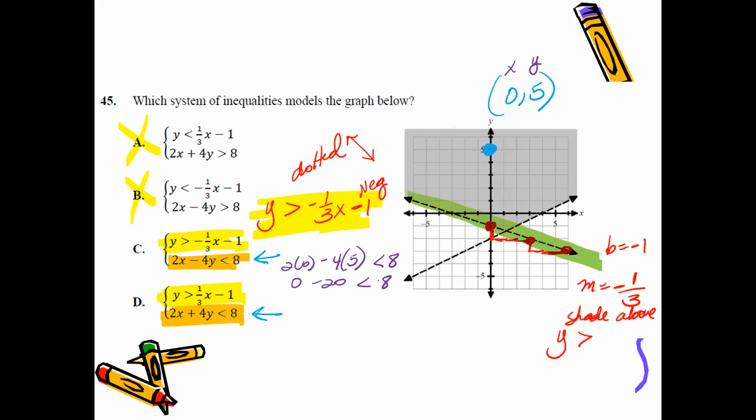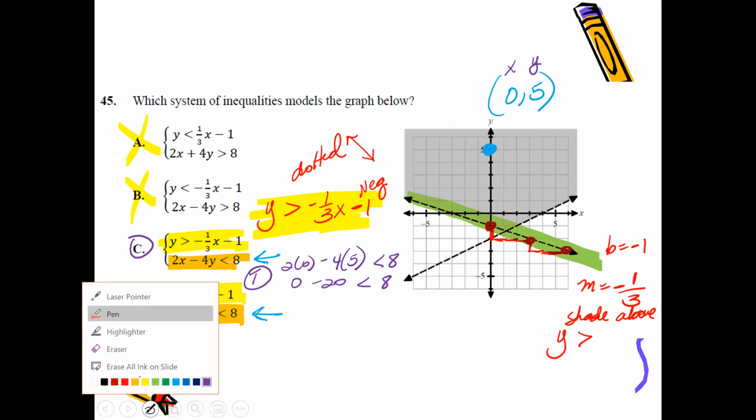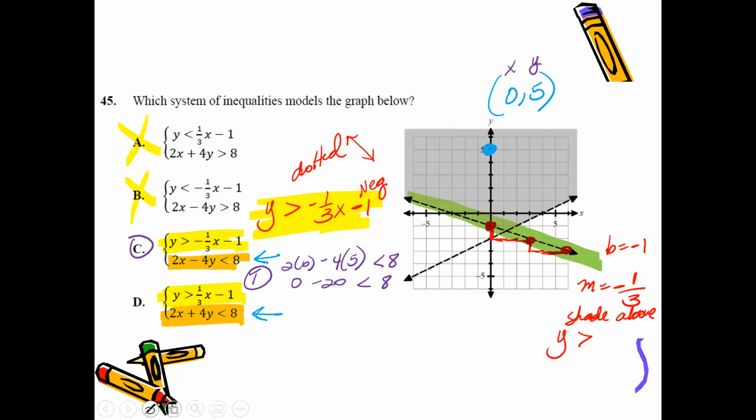I don't know about you, but I think -20 is smaller than 8. It's true. Your correct answer is C. If you're like, really? But what if it's also true for D? Well, it's not going to be. But let's just check for kicks and giggles, whatever.